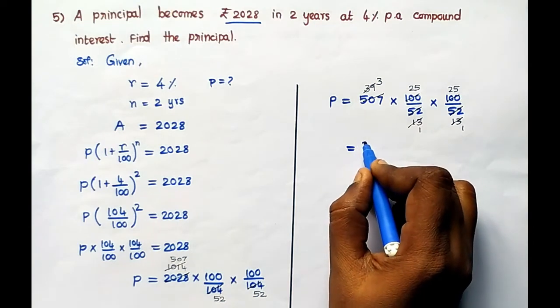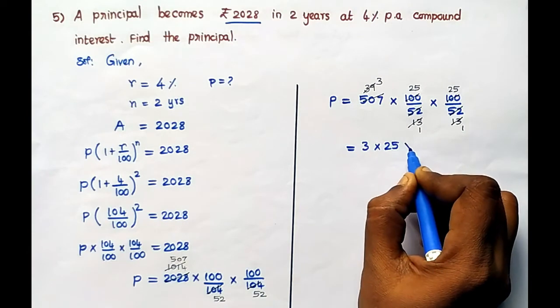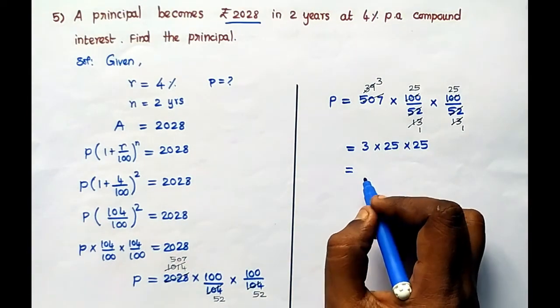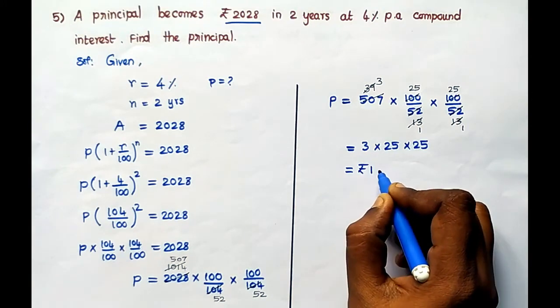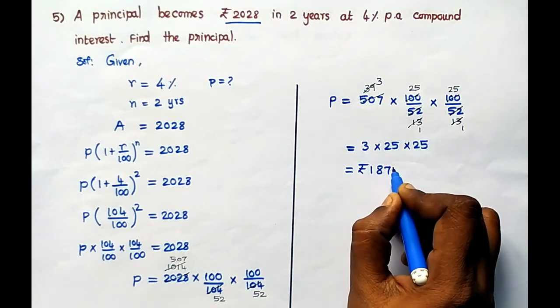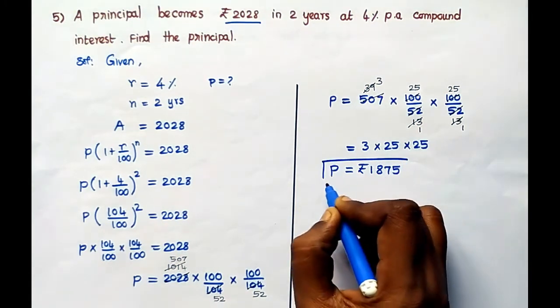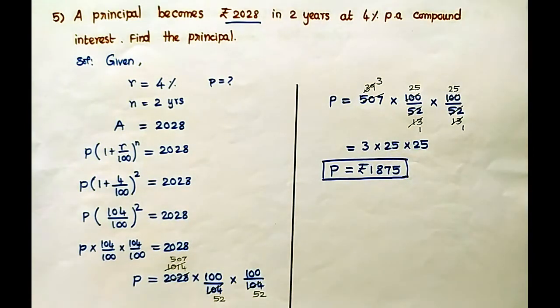So the remaining numbers are 3 into 25 into 25. Multiply this, and we get rupees 1875. That is the principal amount. That is the answer.